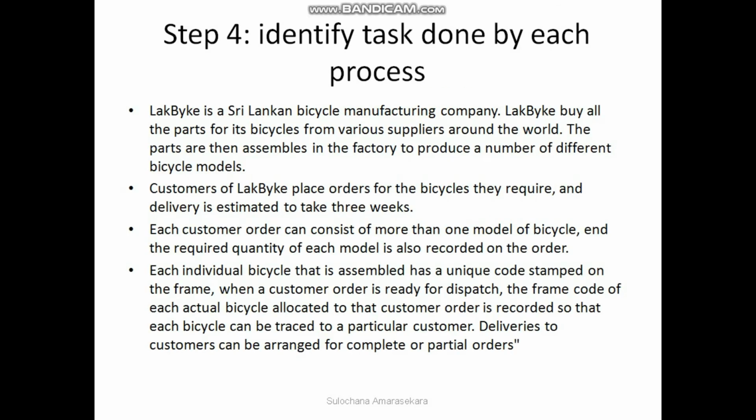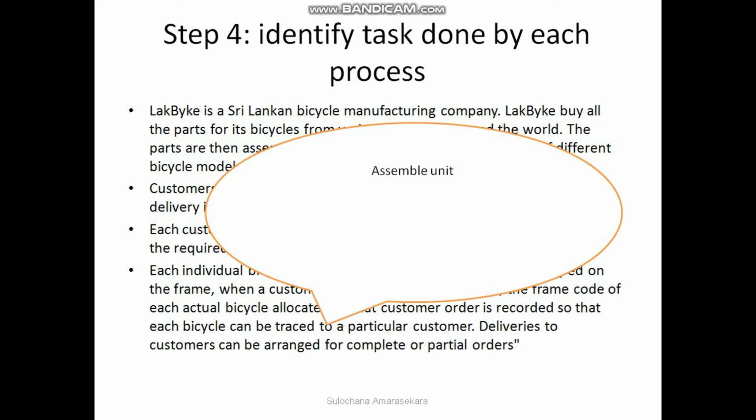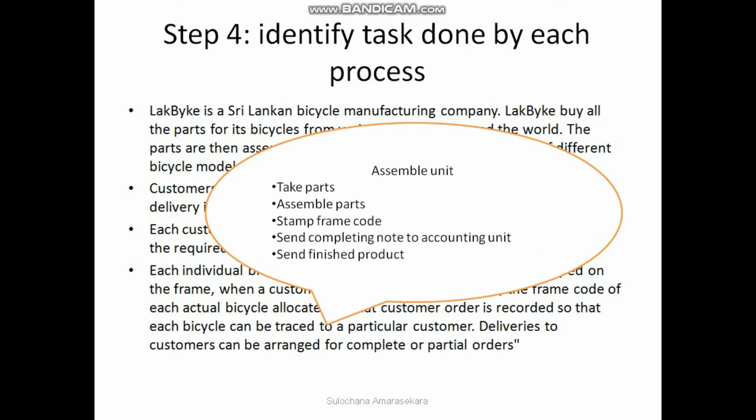Step 4, under this step we need to identify tasks which are done by each process unit. First I am going to consider the assembling unit. It takes parts, then it assembles those parts, then stamps the frame code on the product, and then they send a complete note to the accounting unit. After that they send the complete product to stores.